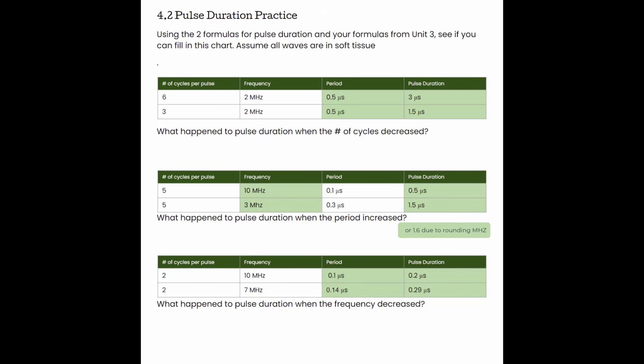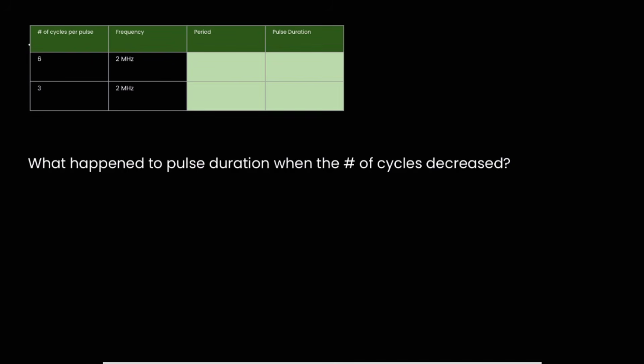How did you do? Well, remember to check all the areas that are highlighted in green. Those are the areas that you needed to fill out. If you feel good about all this and are ready to skip forward, go ahead and head to the next section. If you want to see this math worked out though, hang out. We're going to head back to the board. We're going to take a look through our pulse duration practice questions.